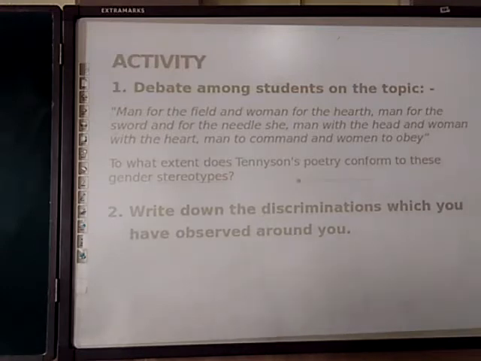Men for the field and women for the head. Men for the sword and for the needle sheath. Men with the hand and the woman with the heart. Men to command and women to obey.